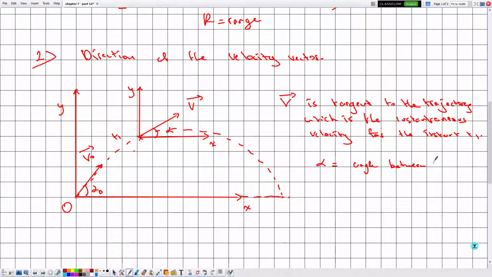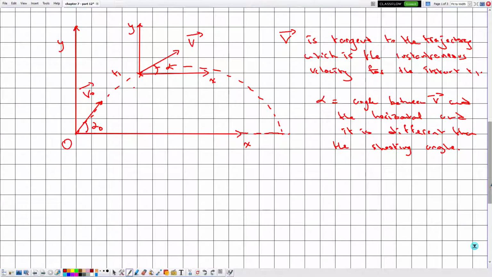Now alpha is the angle between v and the horizontal, and it is different than the shooting angle. Okay, so now in order to determine the direction, it's sufficient to determine alpha.